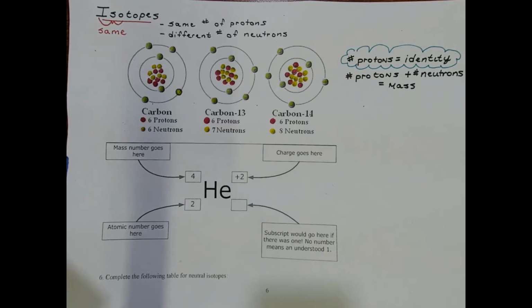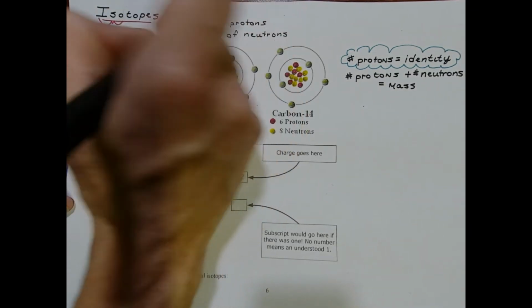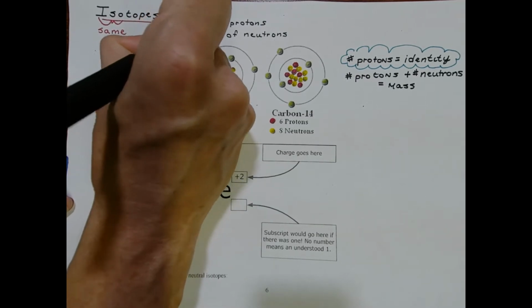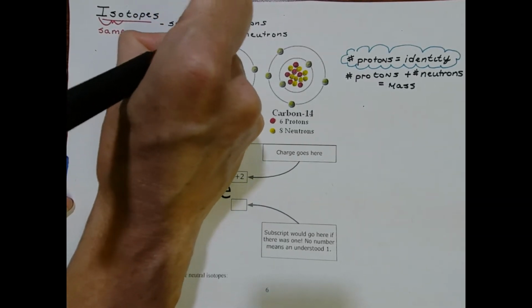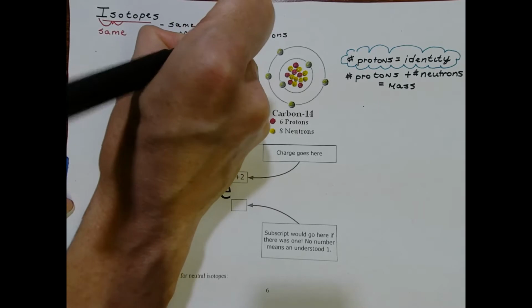So isotopes have the same number of protons, different numbers of neutrons, and as a result of the different numbers of neutrons, they're going to have different masses, even though they're the same exact element.